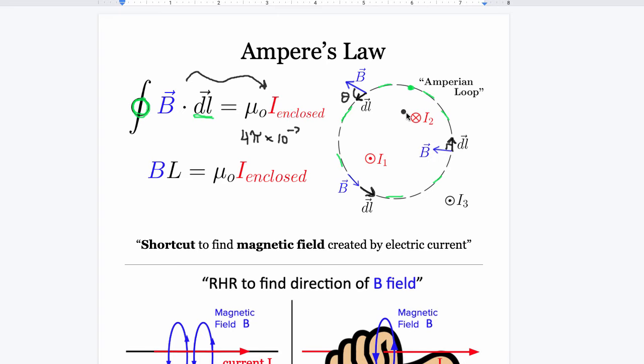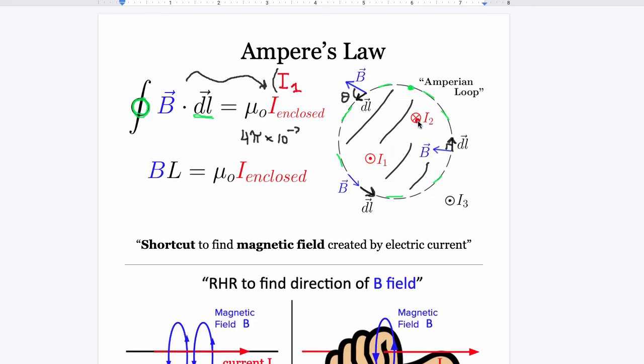What do we mean by that? Well, this is a closed loop, so there might be current piercing the area defined by this loop. This loop's going to define an area. If any current pierces that area, it's enclosed by the loop. And so I1 is enclosed by this loop. It's coming straight out at us. So I1 would have to go up here. You'd have I1 as part of your I enclosed.